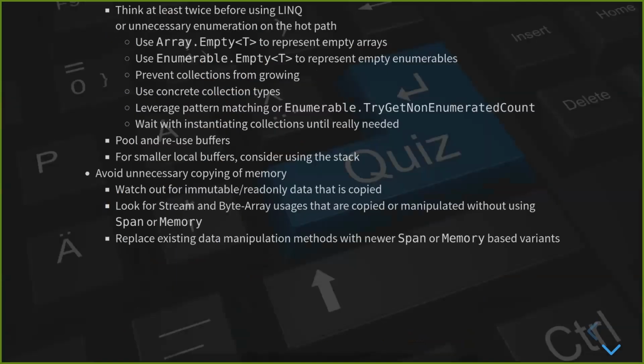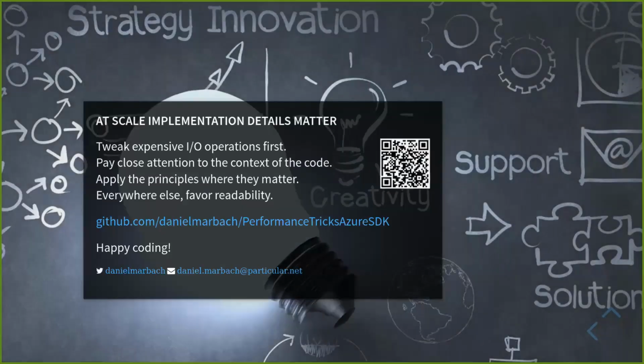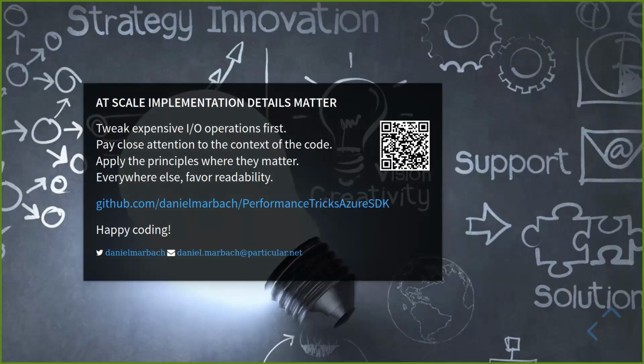So let me do a quick summary of everything that I have shown you today. One of the things I want you to take away, and that's the most important piece again, is that the context of the piece of code really matters. Before you do these types of optimizations, go tweak the expensive IO operations first, right? Once you have done the IO-based operations, because they are hundreds or thousands of times more expensive than memory allocation and stuff like that, then you can start applying the principles and practices that I have shown you today to make your code even faster.